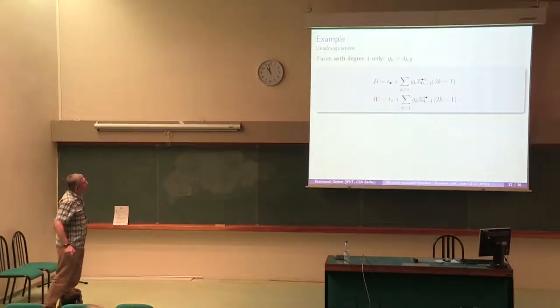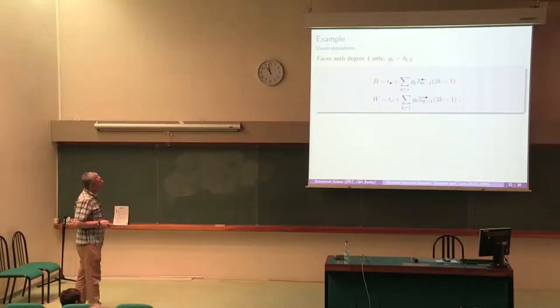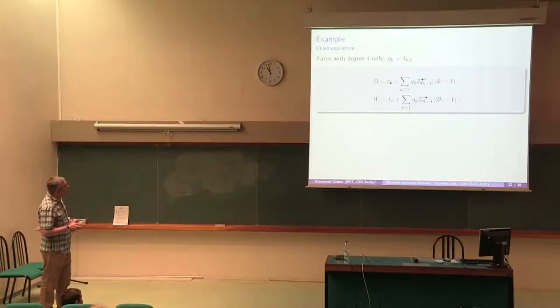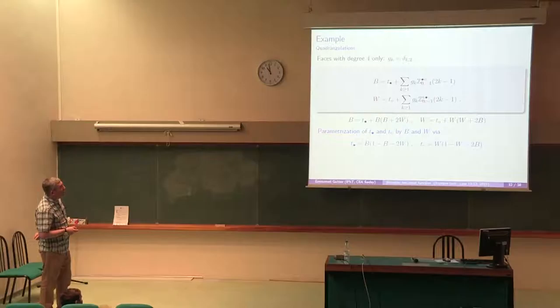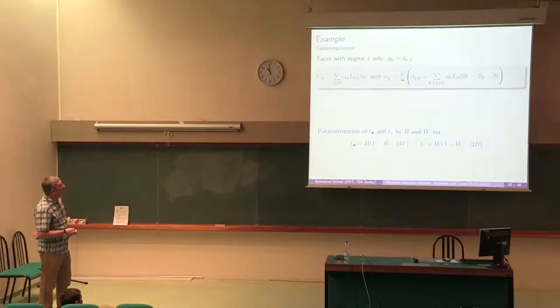So let me show you what it gives you for quadrangulations, for instance. These are faces with degree 4 only, and I put a weight 1 for the faces, because there's no need to put weights for faces in that case. If you know the number of vertices, you know the number of faces. So these equations give you this, which you can see, by the way, as a parametrization of T black and T white in terms of two quantities B and W. Now the C case is given by this formula.